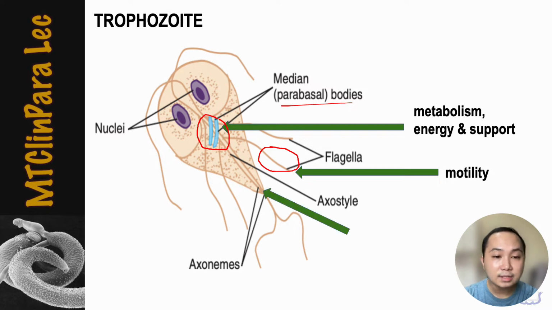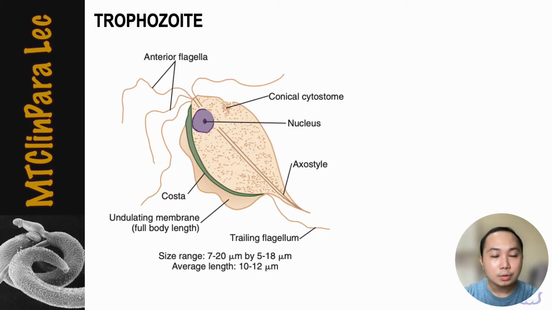Next, we have your axostyle and axoneme. I believe this was also mentioned in our amoeba. This serves as structural support for their trophozoite. In humans, these are like your vertebral column. These structural supports help in the movement, and the proper movement of our trophozoites in your flagellates. Most of our trophozoites may also contain what we call the cytostome.